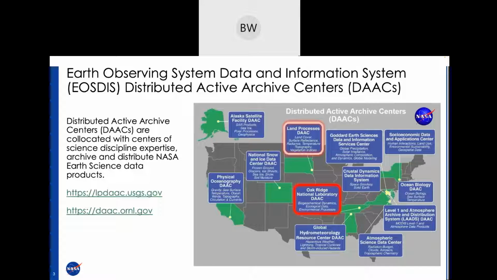The Land Processes DAC, or LPDAC, is located at Sioux Falls, South Dakota, at the USGS Earth Resources Observation and Science, or EROS, facility. The ORNL DAC is at the Department of Energy's Oak Ridge National Laboratory, ORNL. And these 2 DACs each operate under interagency agreements between their respective agencies and NASA. And this is an example of some very effective long-term collaboration across the U.S.